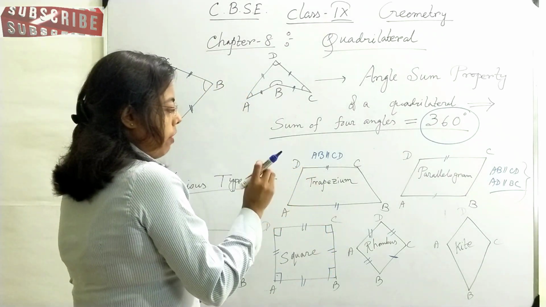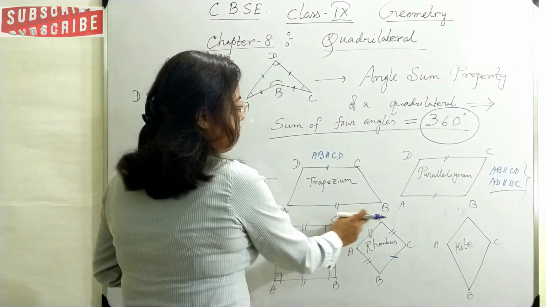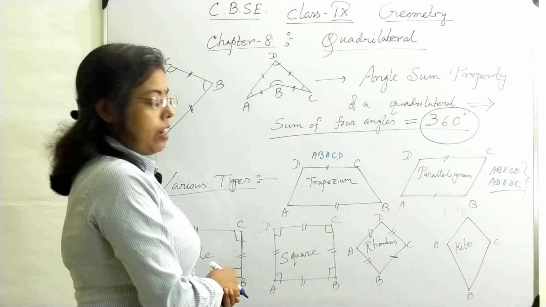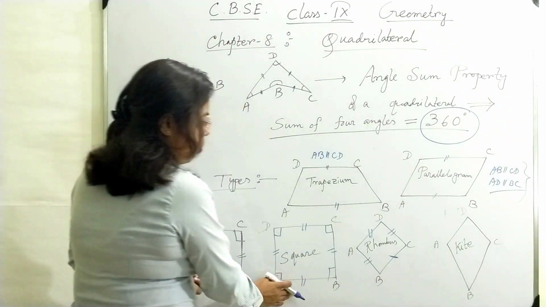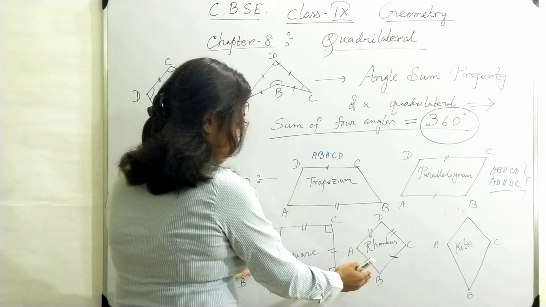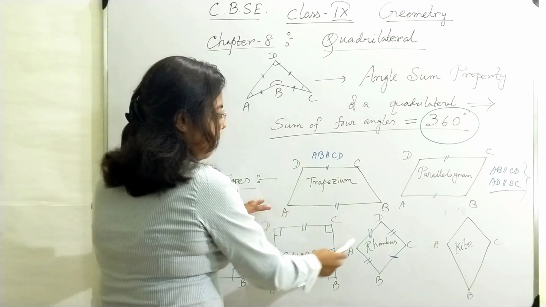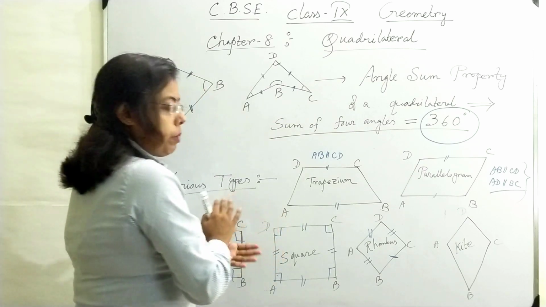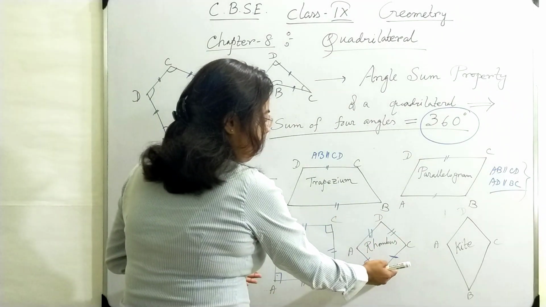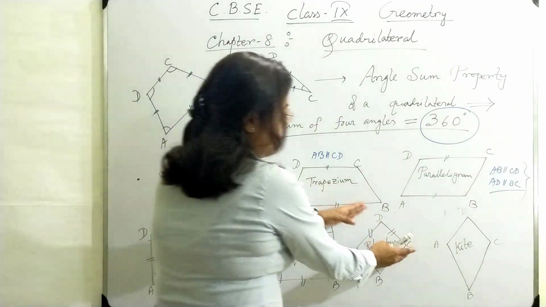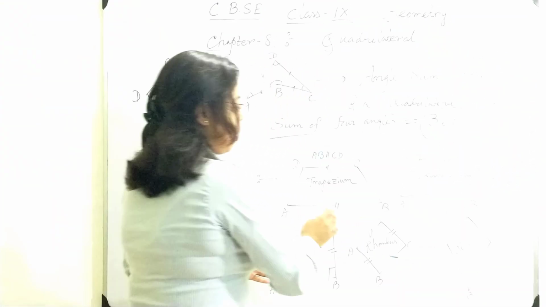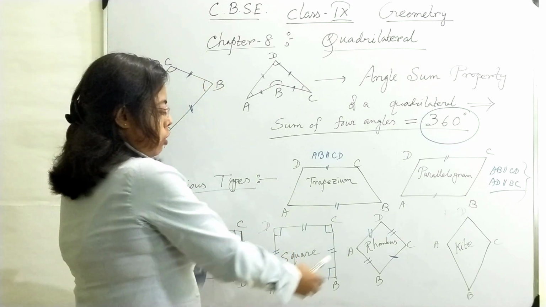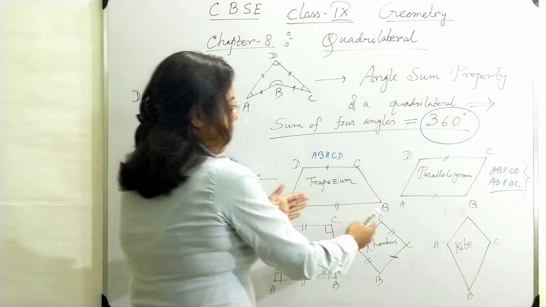And the special nature of a rhombus is that all four sides are equal but the angles are not 90 degrees. This is the basic difference between a square and a rhombus. What is the difference? Here all the sides are equal, here also all the sides are equal, but each angle in a square should be 90 degrees, whereas in a rhombus the sides are equal but the angles are not equal to 90 degrees. Clear? So this is the basic difference between a square and a rhombus.